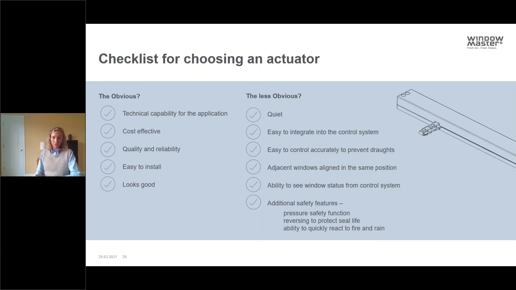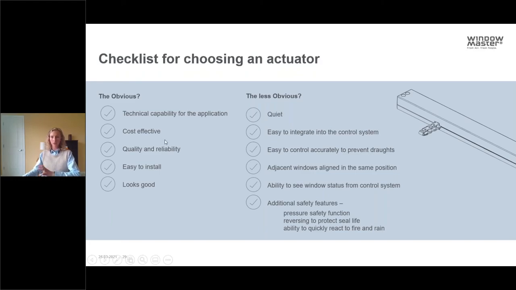Maybe some of the obvious things, or at least that I've seen more and more people think about, is of course the technical capability of the application. What are you actually using this actuator for? Again, think about that. Is it for an ADA? Is it for hard to reach windows? Is it for natural ventilation? Is it for cooling and conditioning? Is it for a smoke application? Think about that. Do you have a cost-effective perspective as well? Do you want to think about that?